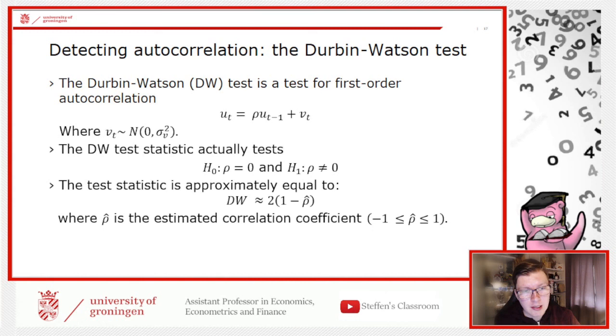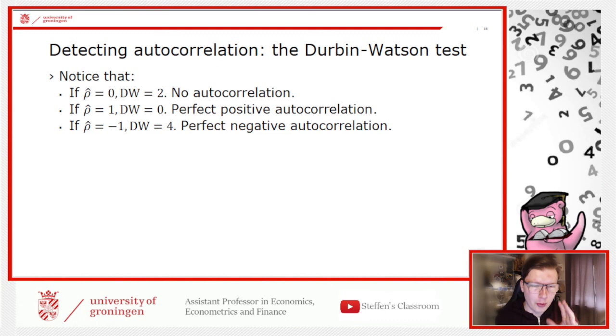And the test statistic that you have here, approximately, I say approximately because it's not actually precise, but it's a nice little rule of thumb, approximately equals 2 times (1 minus the estimated rho parameter). Of course, the rho parameter is just the estimated correlation, and we know from basic statistics that it takes a value between minus 1, for perfect negative correlation, all the way up to plus 1, which is perfect positive correlation. That means that the Durbin-Watson statistic can vary between 0 and 4, depending on the estimated rho parameter.